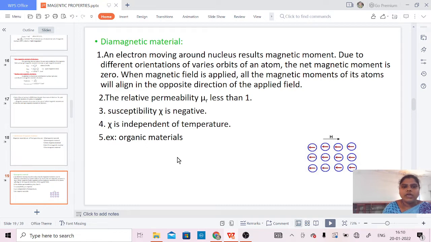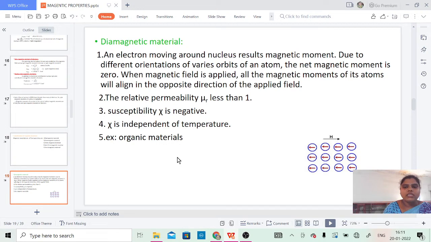An electron moving around the nucleus results in a magnetic moment. We know that very well. Due to different orientations of various orbits of an atom, the net magnetic moment is zero. When a magnetic field is applied, all the magnetic moments of its atoms will align in the opposite direction of the applied field. In diamagnetic materials only, there is complete repulsion. Whenever we apply the field, all the magnetic moments present in atoms align in the opposite direction of the field, like this.